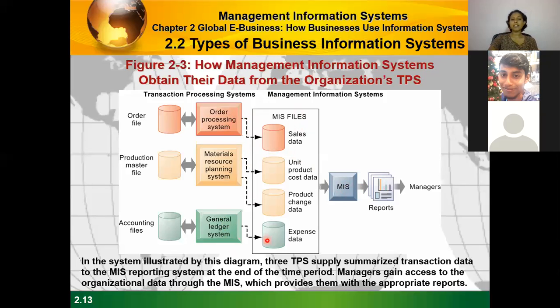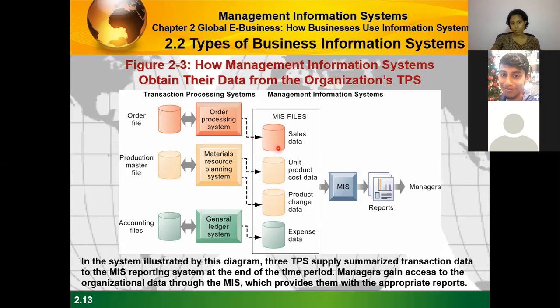Now, in the earlier example of TPS, we learned how the transaction processing system has the ability to produce certain reports for management per user, right? So what kind of files? Sales data, product data regarding the unit product cost of a certain product, product change data, right? Expense data. So from the order processing system, you might be getting data regarding sales, right? Maybe sales values, right? Sales volume, right?